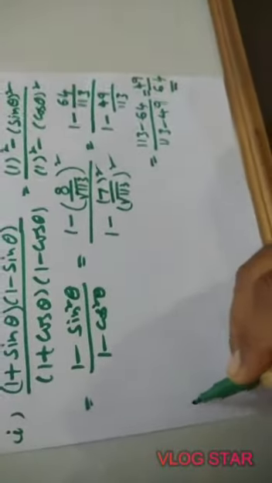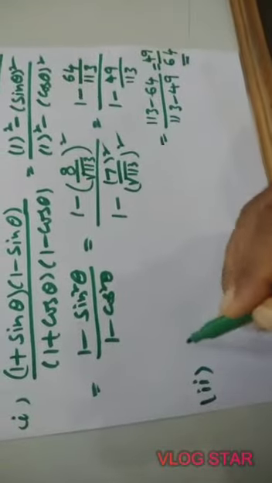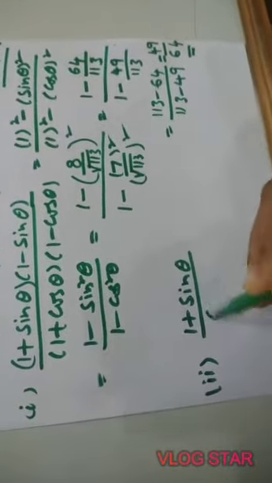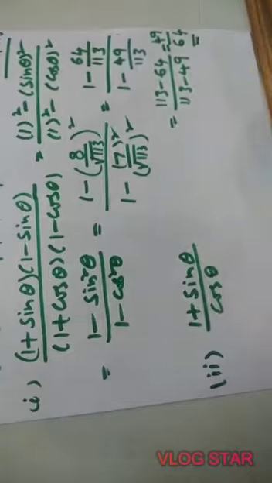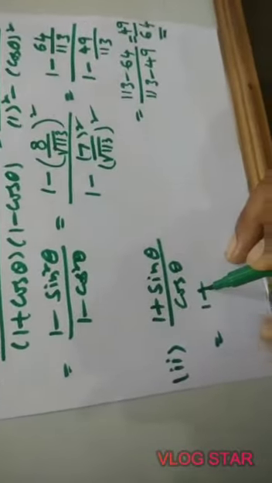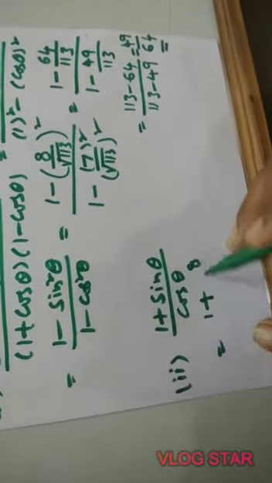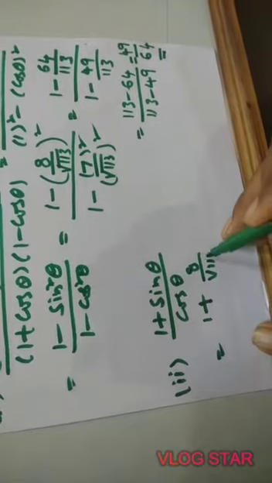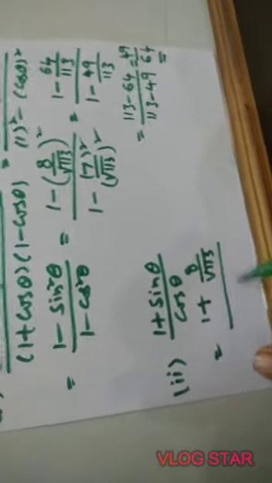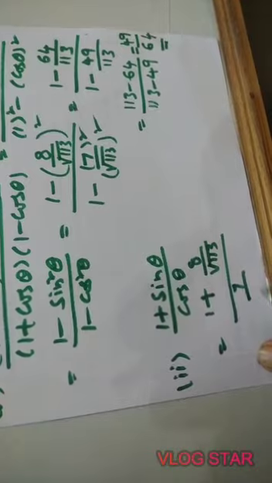Next, the second one, this problem: 1 plus sin theta by cos theta. So here 1 plus sin theta is nothing but 1 plus sin theta, where sin theta is 8 by root 113, by cos theta. Cos theta is 7 by root 113.